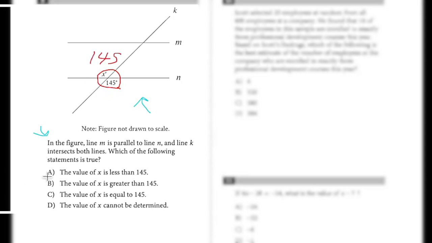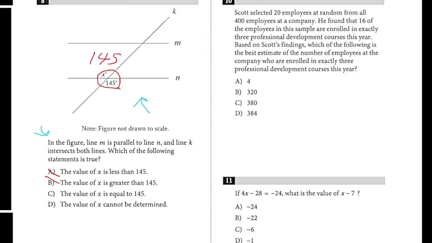Anyway, we can just go through and eliminate whatever's not true, right? Value of x is less than 145. No. These are vertical angles. Vertical angles are congruent, so x actually is 145. So that's not true. That's not true. It's C.